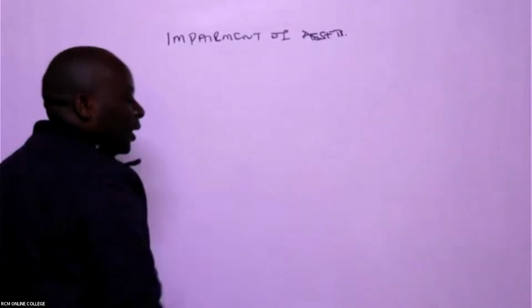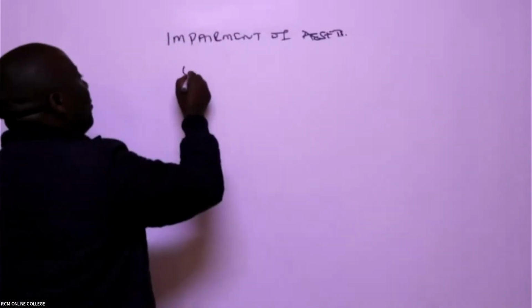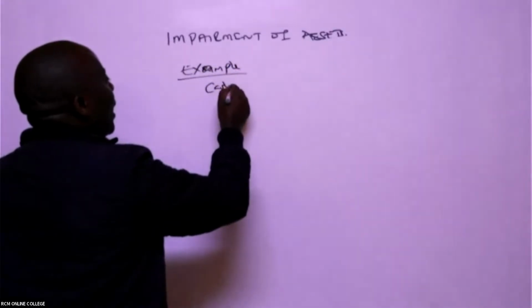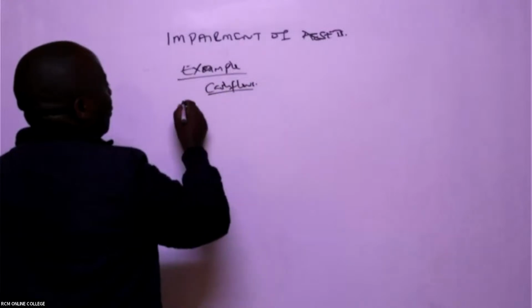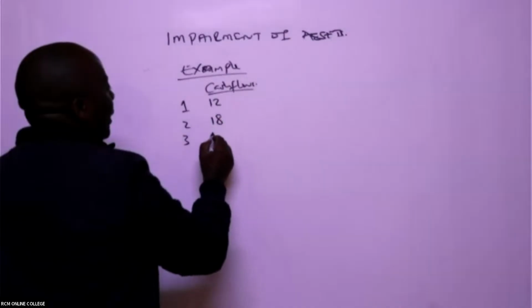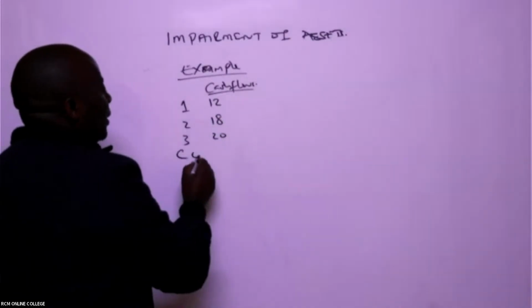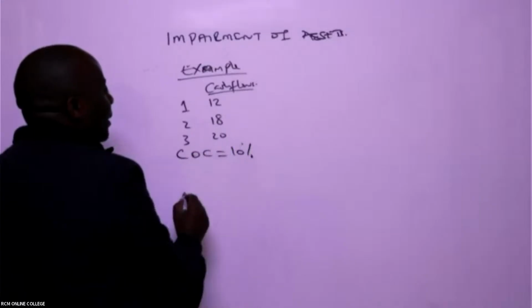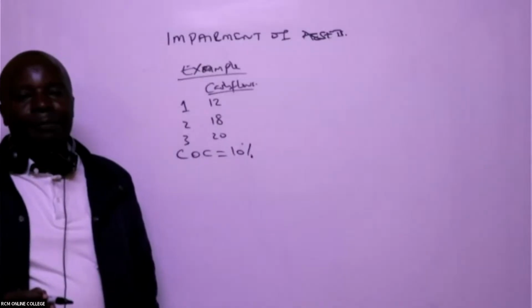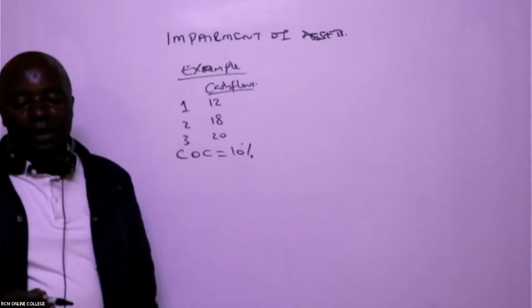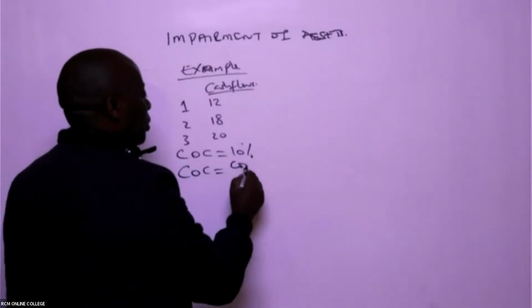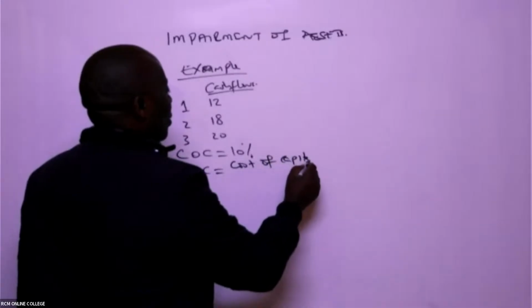Anytime you get this kind of example, for instance we have our cash flows here: year 1, 2, 3, with 12, 18, and then 20. And then they give us the COC, which is 10%. COC stands for cost of capital.